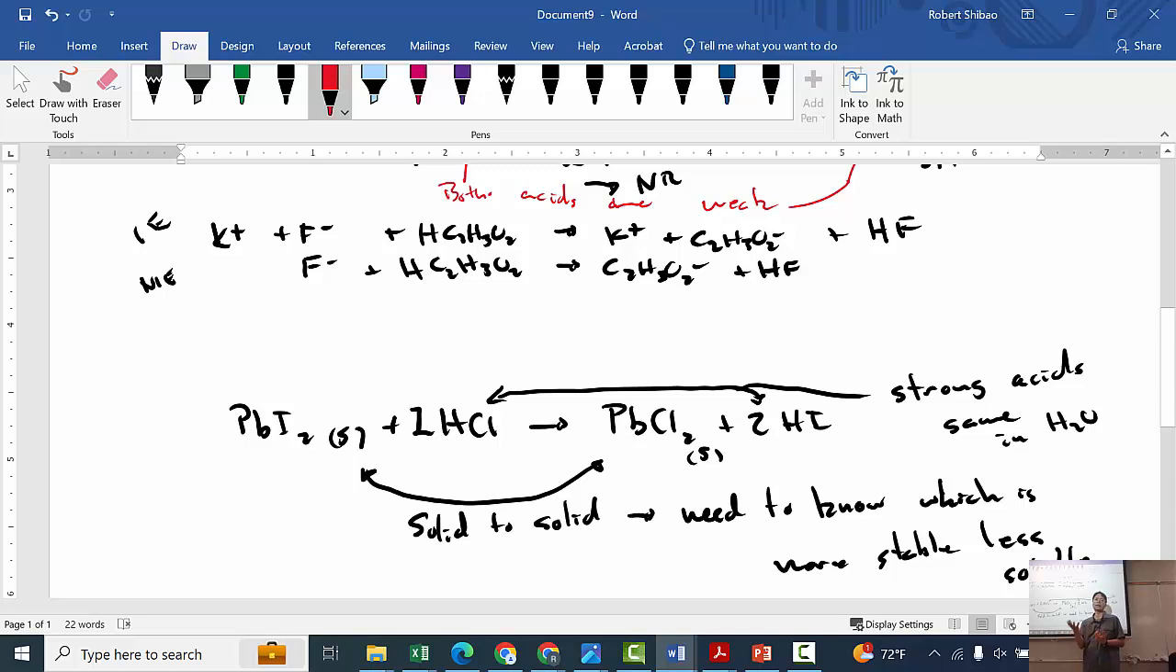And so you could take an extra step. Some people wrote no reaction. How do you know there's no reaction? What's your argument for no reaction? For this one, we needed a little bit more analysis.